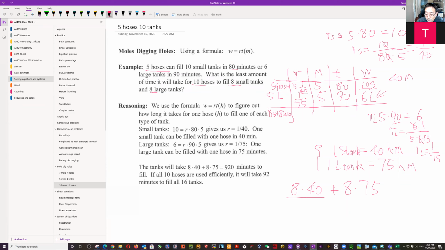So in the work volume, because they are mixed volumes, I cannot say 8 small plus 8 large, because you cannot work with this. So basically, instead of using the tank number, I can use the addition of those numbers. Actually, it's going to be 920 hose minute. And right now, basically, I can change the rate, because right now I'm filling them together with 10 hoses.